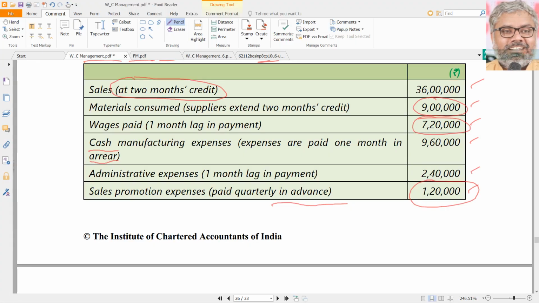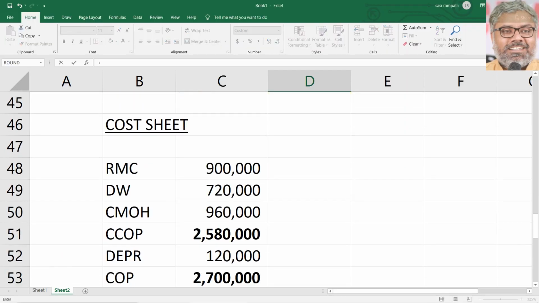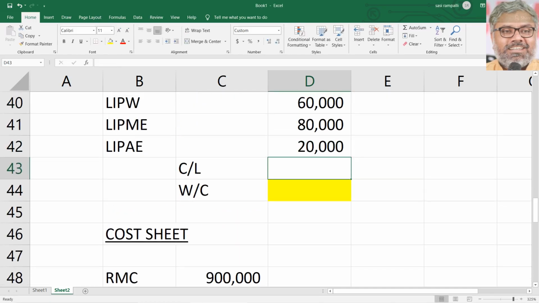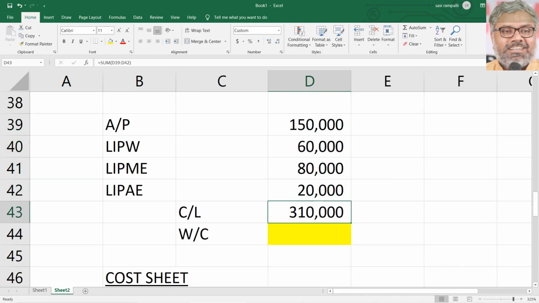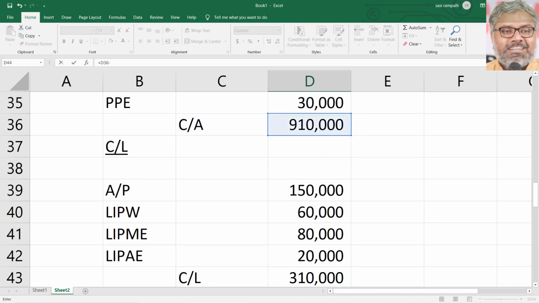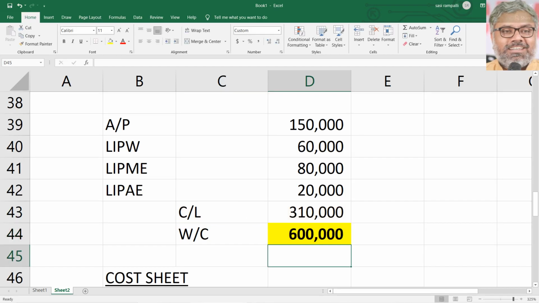Then lag in administration expenses. Also there is a lag, 1 month. All of them are 1 month only. So 2,40,000 administration expenses, into 1 by 12. That is the administration expenses lag. So what is the total of current liabilities? That is 3,10,000. So how much will be the working capital requirement? Naturally 910 minus 310. That is 6 lakhs.